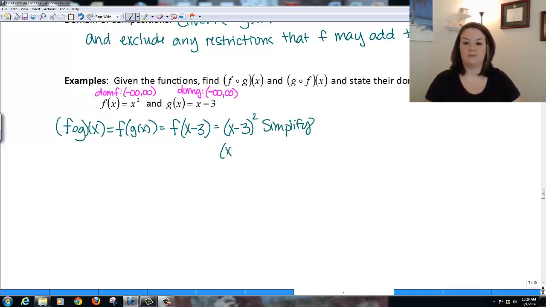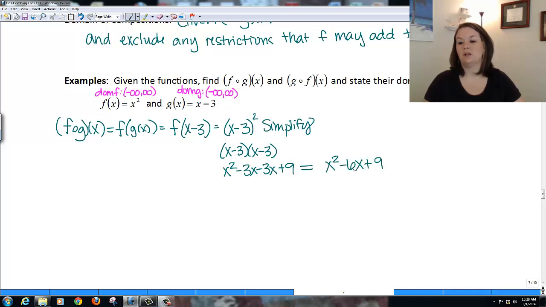So this is the same as x minus 3 times x minus 3. So we FOIL: x times x is x squared. x times negative 3 is negative 3x. Negative 3 times x is negative 3x. And negative 3 times negative 3 is positive 9. When I combine like terms, I get x squared minus 6x plus 9. So this is my f composed of g function.